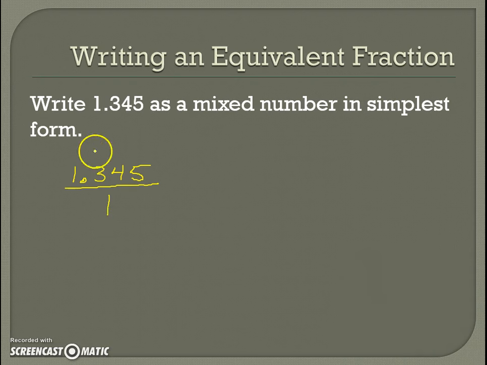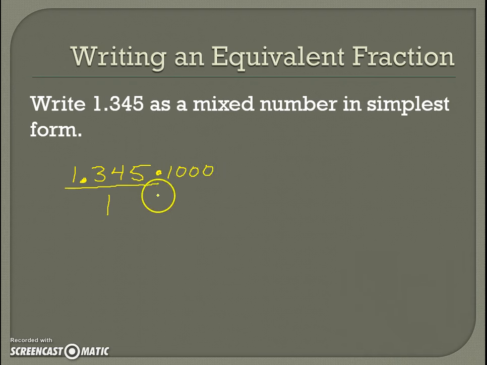And the next thing that I have to think to myself is, and hopefully you learned about your powers of tens, what would I need to multiply this top number by to get rid of this decimal? In other words, I want it to move to the right 1, 2, 3 times. So if I wanted to move 3 times, I'd multiply by 1,000.